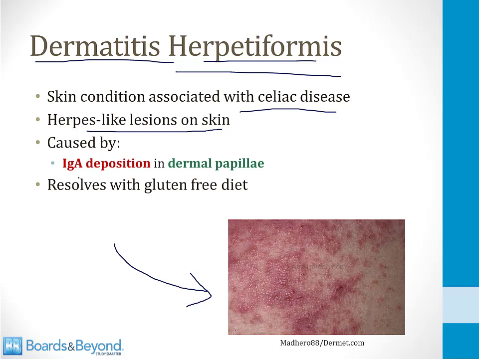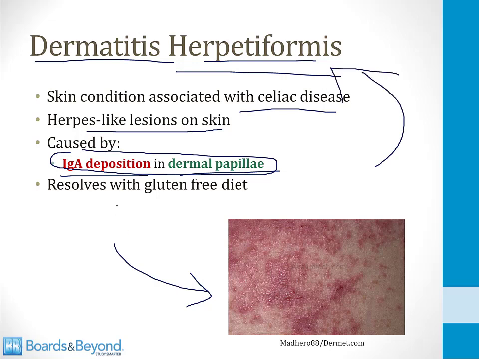And it's caused by IgA deposition in the dermal papillae. The reason for this is not entirely clear, but it's very high yield to remember that it's IgA deposition in the dermal papilla that lead to dermatitis herpetiformis. This will resolve when the patient adheres to a gluten-free diet.